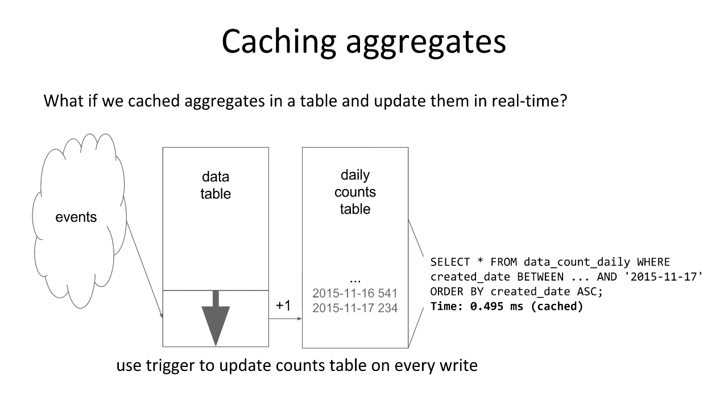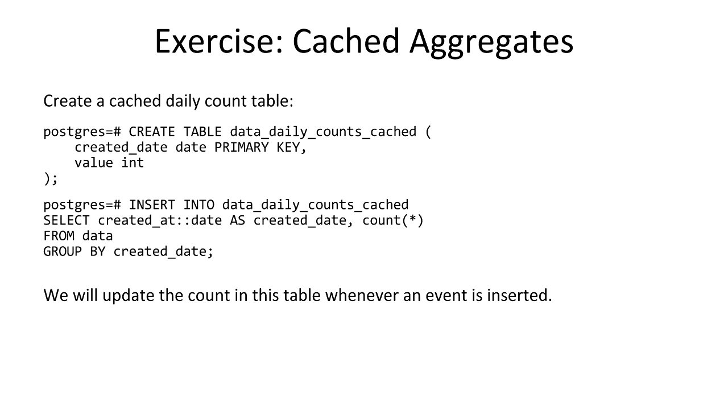So let's try that, because that will be the most simple approach, and if simple is good enough, why do something more complicated? We'll see whether simple is good enough. So let's create the table that will contain the counts. That's just, again, create table data table counts cached. And it has created date as a primary key, because we want to have one count per day. That's pretty simple. And for now, we're just going to say we store the value in there, and that's going to be an integer.